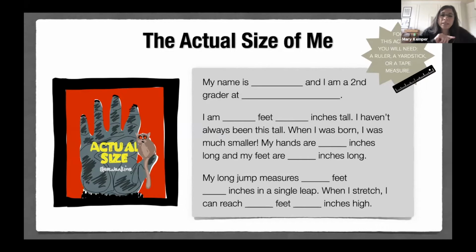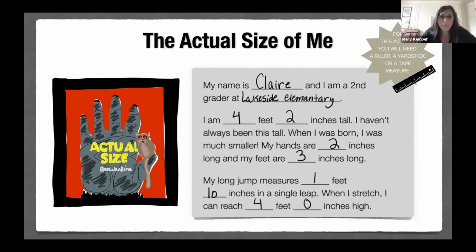And then based on the book, which I recommend you check out, they create the actual size of me. So they measure themselves. They add their name, where they go to school, and then they measure their height, the size of their hands and their feet. They measure their long jump. And this is a student work sample.